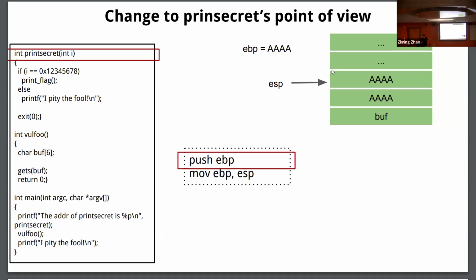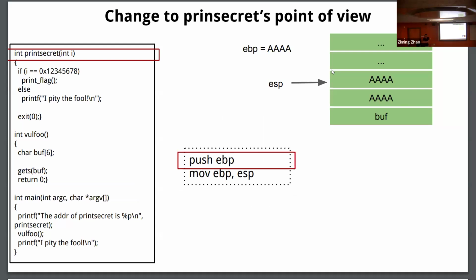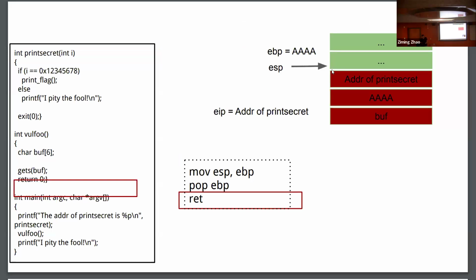Then we will be at the beginning of the print secret function. The very first instruction of the print secret function is push EBP. And our EBP has our garbage value for A's. So ESP right now points to here. Now we're going to push EBP, we're going to override this address.